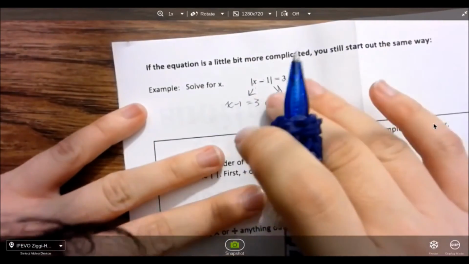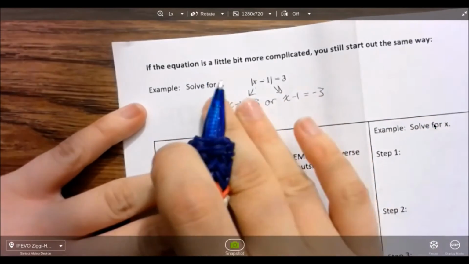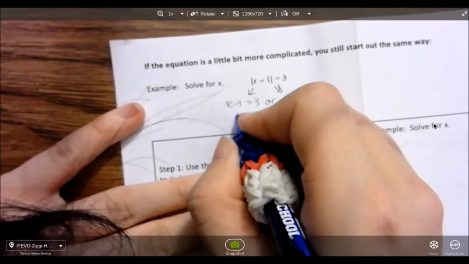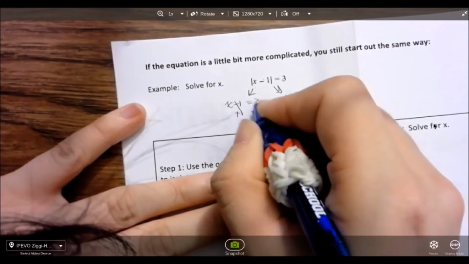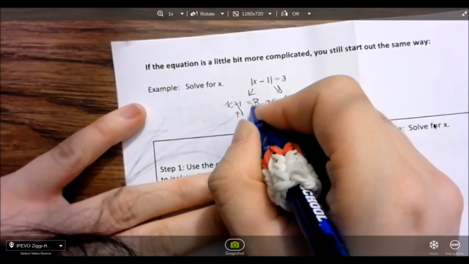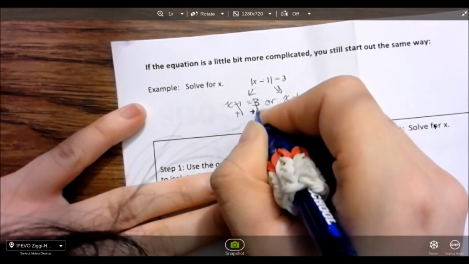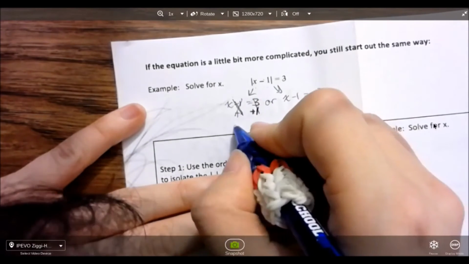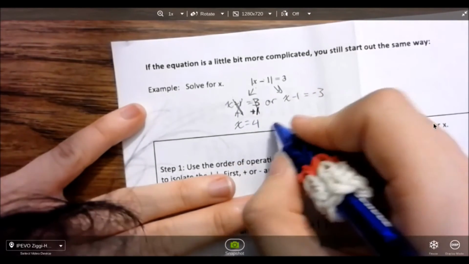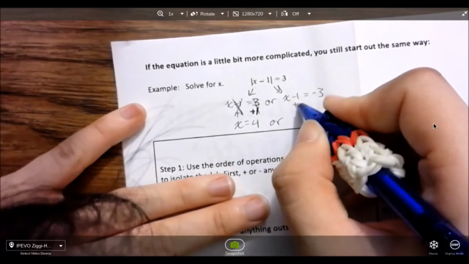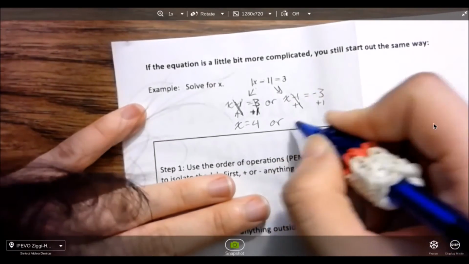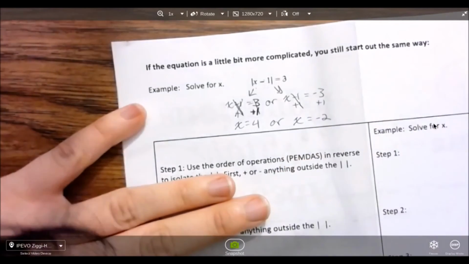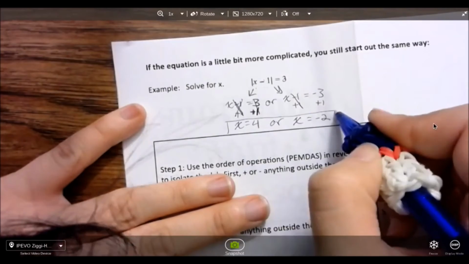Okay, now all we have here is two linear equations, which hopefully you remember how to solve. So x minus 1 equals 3, add 1 to both sides. Whoops, don't cross that out. My bad. But do cross those out because they cancel. So then x equals 4. Or we're going to do the same thing here. Add 1 to both sides. Don't cancel that. So then x equals negative 2. Okay, so then there's my solution.